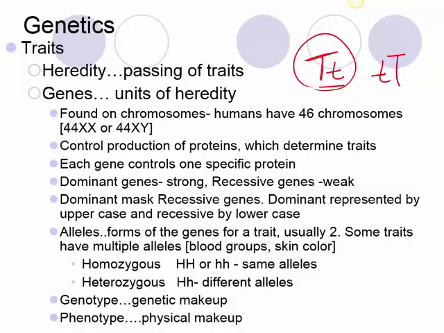Usually, for us to inherit a trait, we always have to have two of the alleles. So we can have a big T and a small t. We can have two big T's, or we can have two little t's. That means here we get both the recessive genes, here we get both the dominant genes, and here we get one dominant and one recessive. In either case, can you see we are getting two alleles, okay?